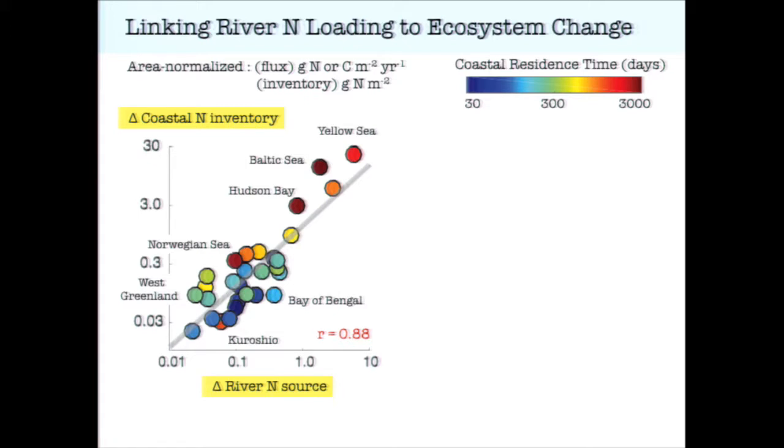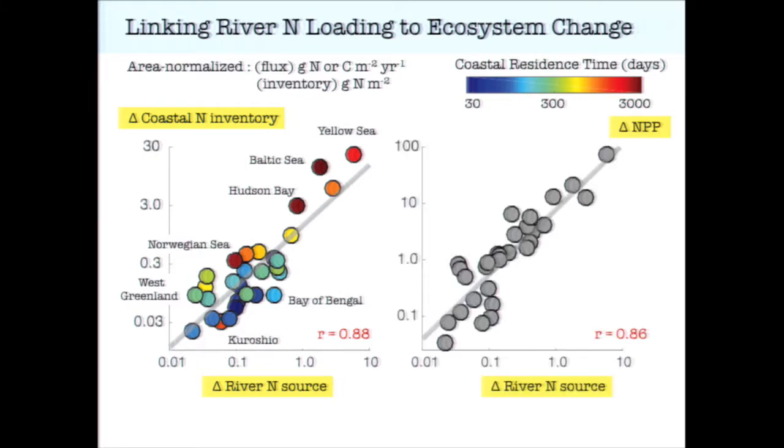So those Yellow Sea, Baltic Sea, those have a residence time over a year, and tend to be the ones more sensitive to increases in river loading, versus the ones with a residence time of only a few weeks, which don't accumulate that much with the same amount of river nitrogen loading. Okay, so that means coastal residence time really plays an important role driving the differential sensitivity of coastal nitrogen accumulation to the increasing nitrogen river loading.